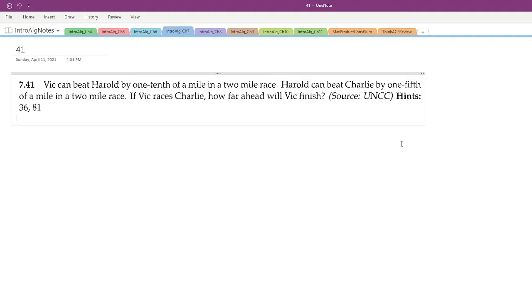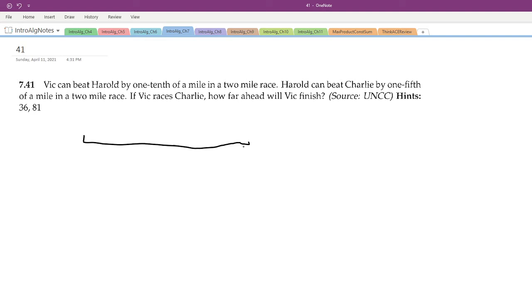Next. Okay, so Vic can beat Harold by 1/10 of a mile in a 2-mile race. Harold can beat Charlie by 1/5 of a mile in a 2-mile race. If Vic races Charlie, how far ahead can Vic finish of Charlie, right?